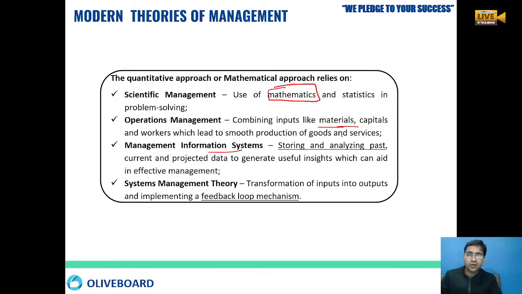An information system is utilized for analyzing past data, and we also provide a loop mechanism. If something happens at the end, we can check it like a looping system: if any error is there, it is fed back to the system and corrected again.